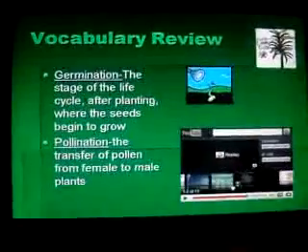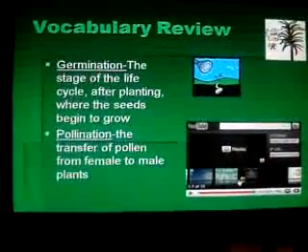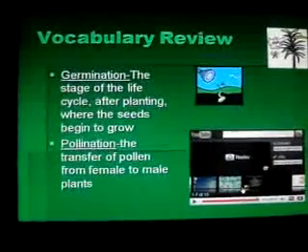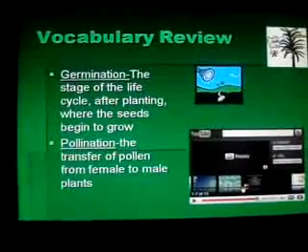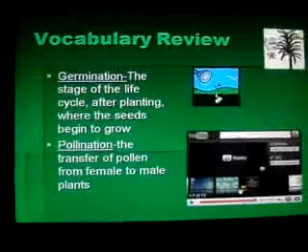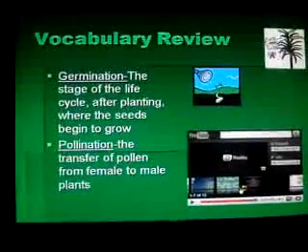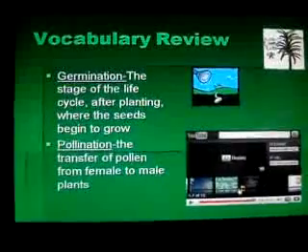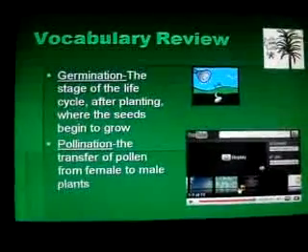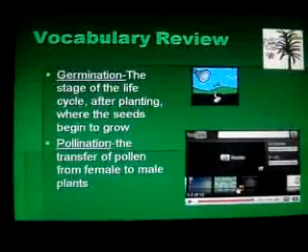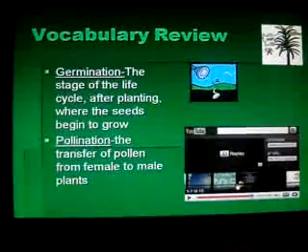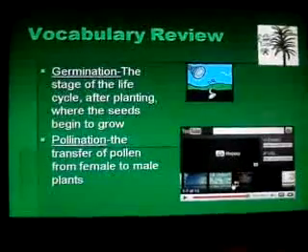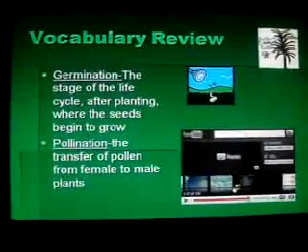Before we begin the lesson today, we want to review some vocabulary terms that we learned earlier this week. There are two terms, germination and pollination, that deal with the stages of the life cycle. Germination is the beginning process of forming a seed. Pollination is the transfer of pollen from one plant to another in order to produce more pollen.